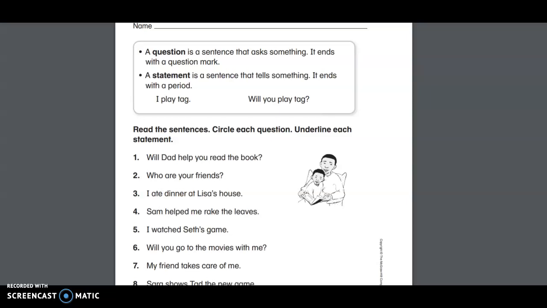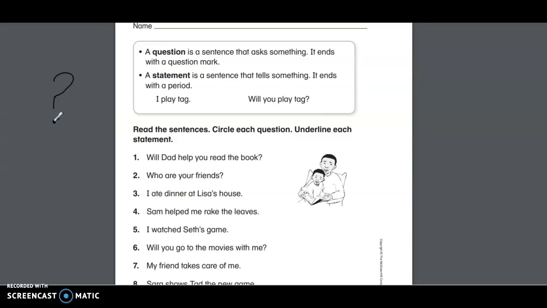All right, boys and girls, today we are going to learn about questions, okay? It's one of the 4 kinds of sentences. A question is a sentence that asks something, okay? When you are asking something and you're writing down that question, you have to end that sentence with a question mark, okay? A question mark looks kind of like a backward C, a line, and a dot, right?